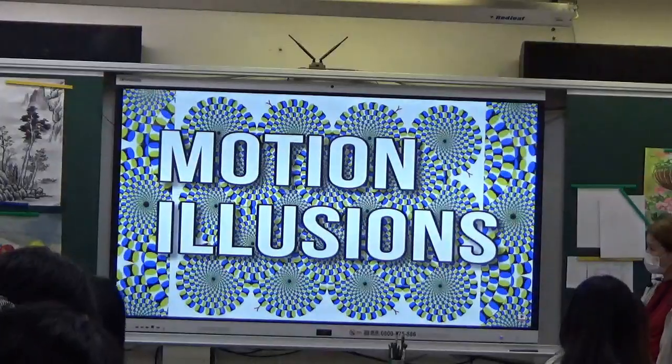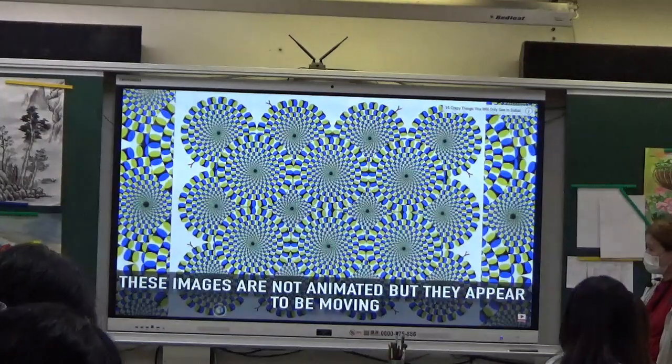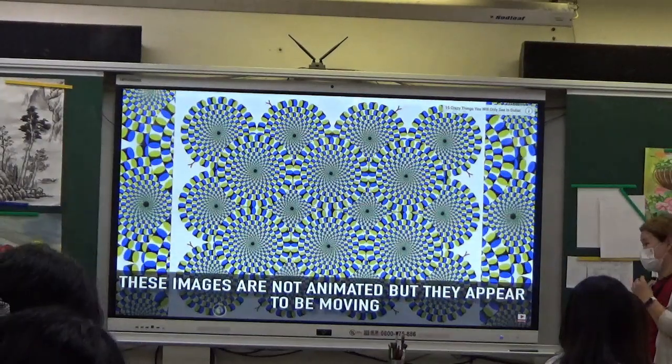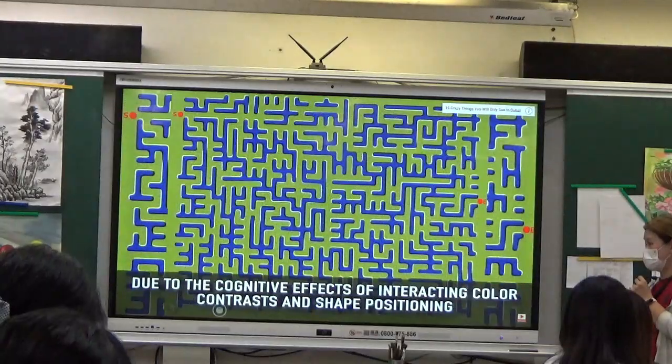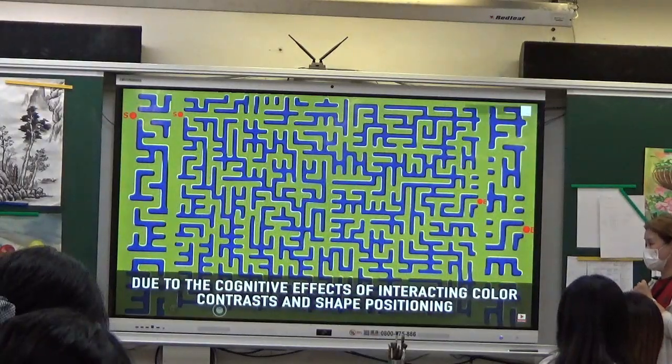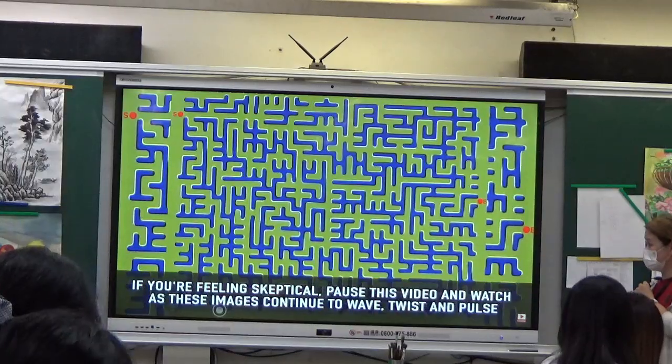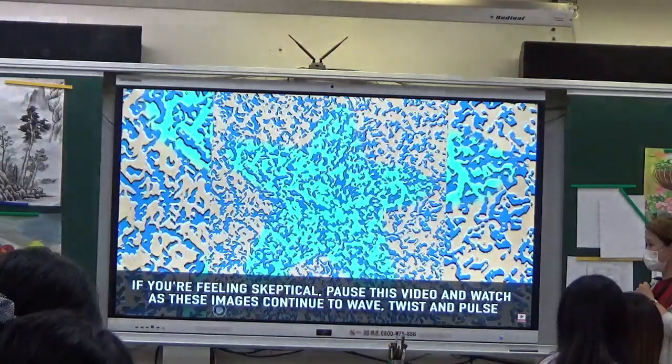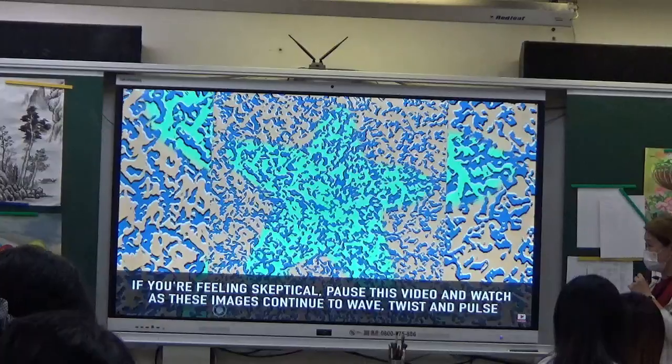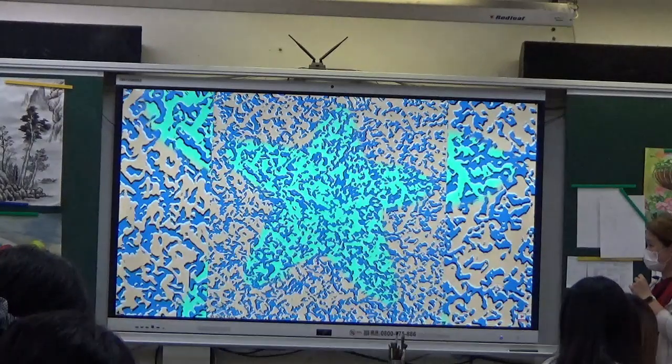Motion illusions. These images are not animated, but they appear to be moving due to the cognitive effects of interacting color contrasts and shape positioning. If you're feeling skeptical, pause this video and watch as these images continue to wave, twist, and pulse.